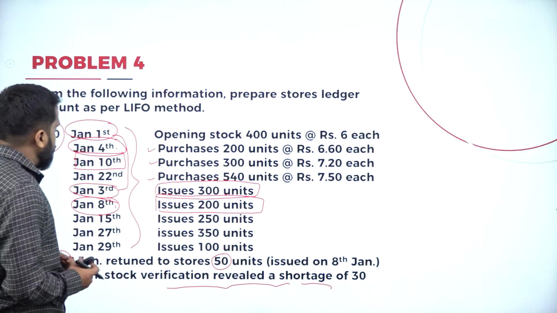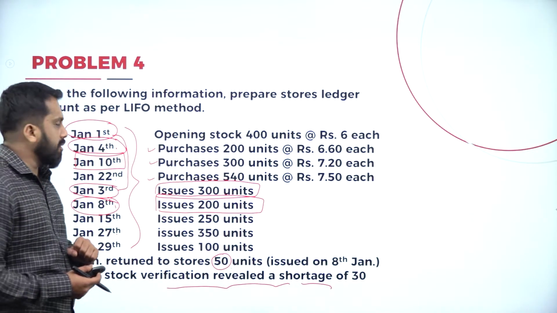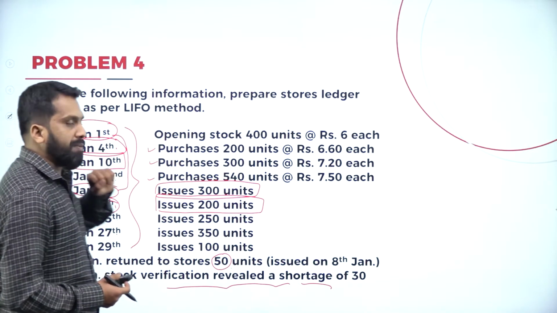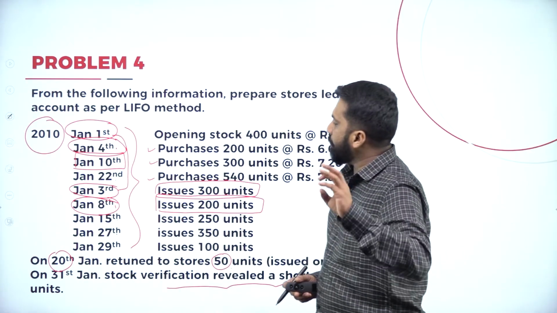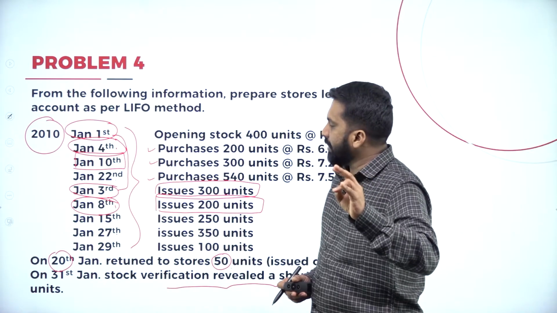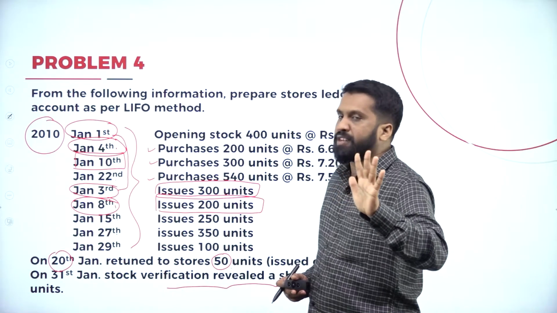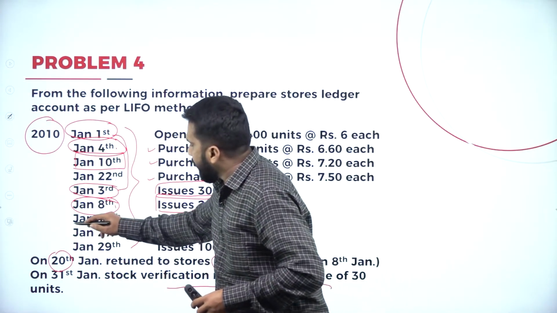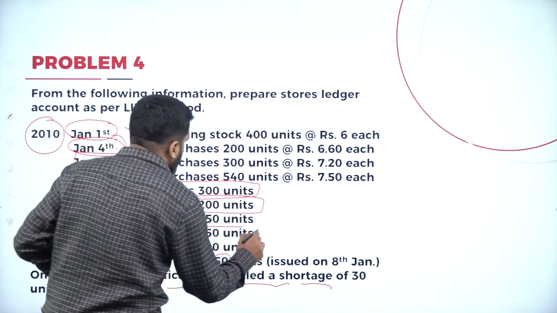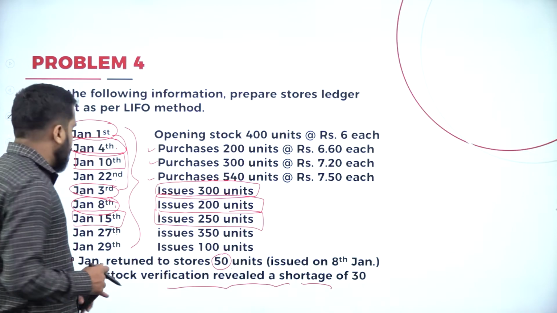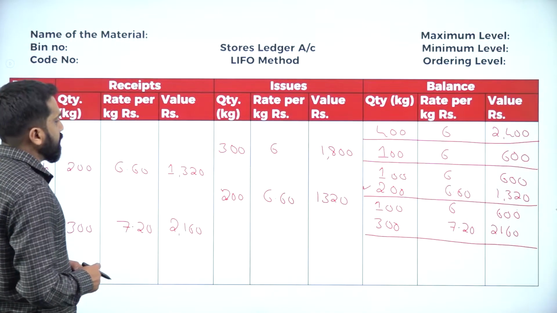After January 10th, we have 1, 2, 3, 4, 5, 6 more. So after January 10th, which one should we consider? You can tell me now. After January 10th, do we have 11th? No. 12th? No. 13th? No. 14th? No. 15th? Yes. We have Jan 15th. What is that? Issue of 250 units.